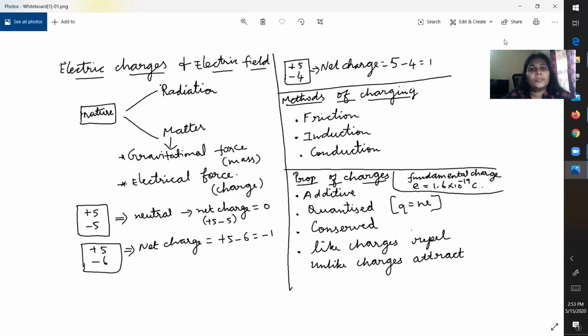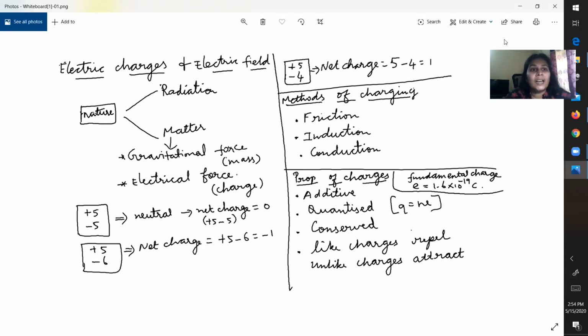As we all know, everything present in nature can be broadly classified into two main categories, namely radiation and matter. Matter is something which has definite mass and it is capable of exerting force. Already we have learned in detail about gravitational force. So what is the reason for gravitational force? Yes, the reason is the mass of the body.